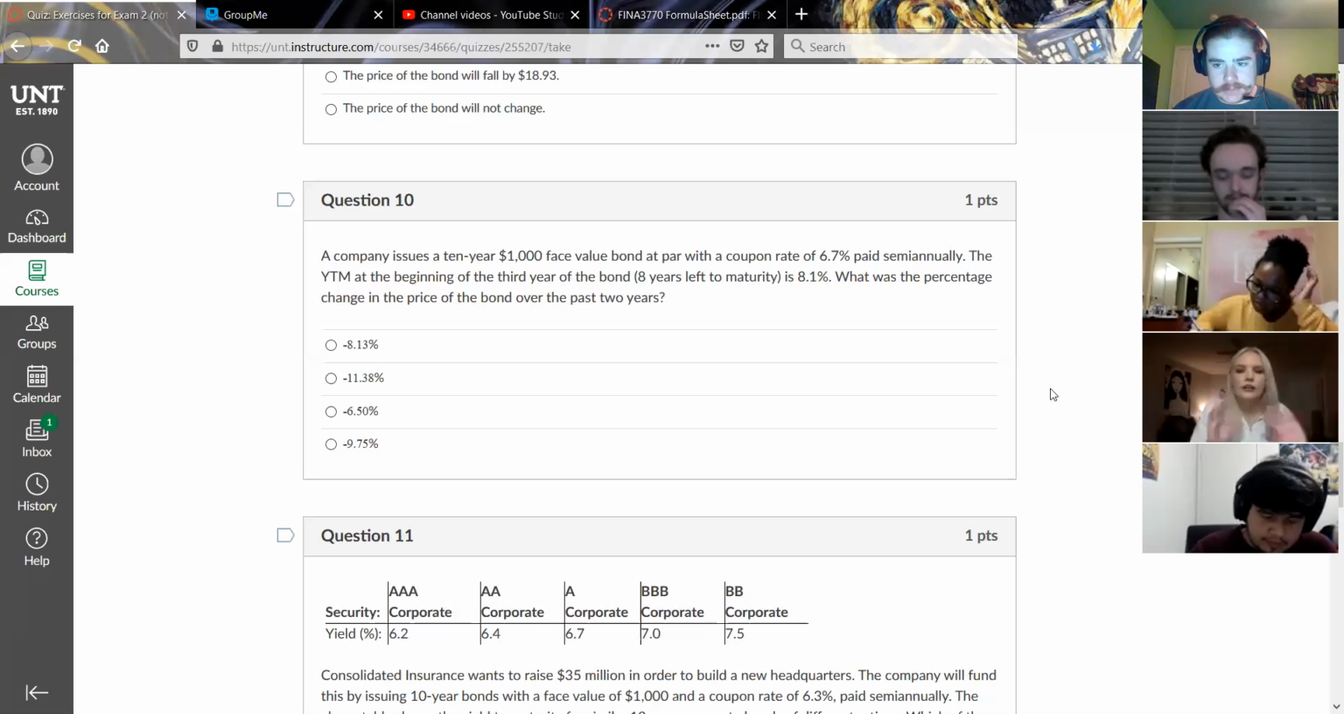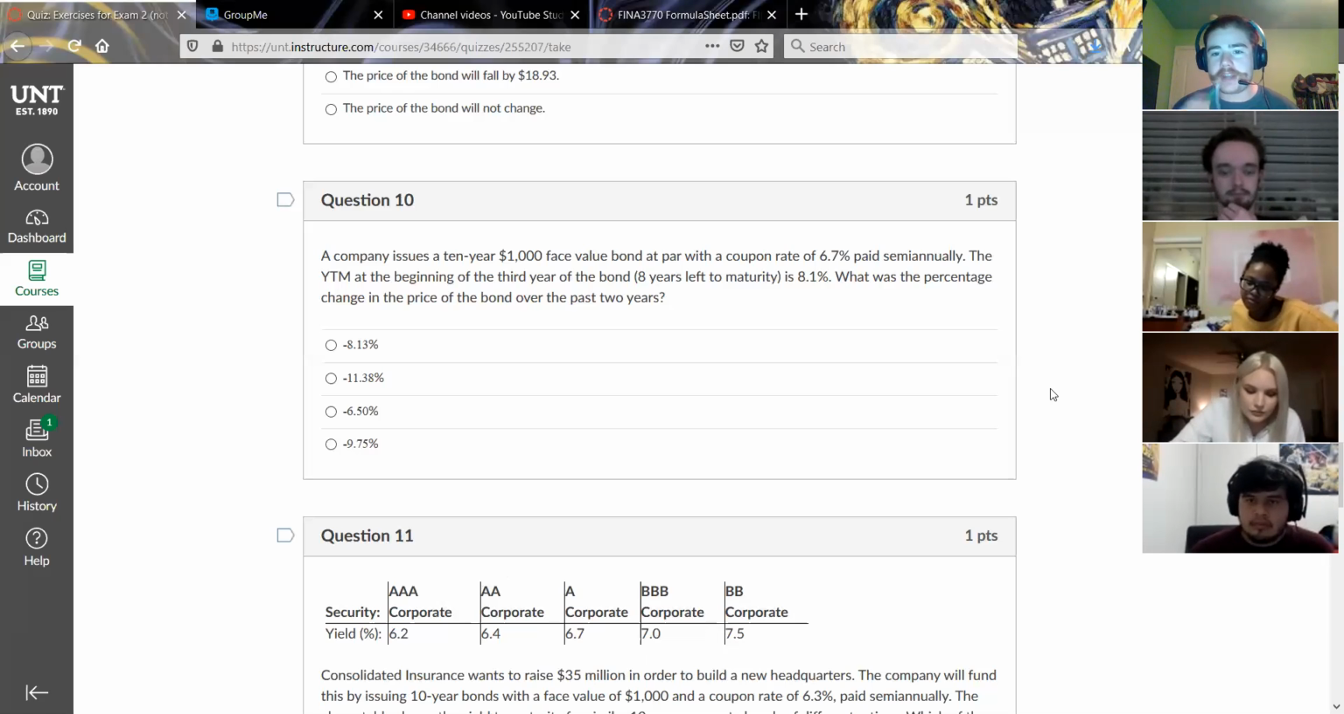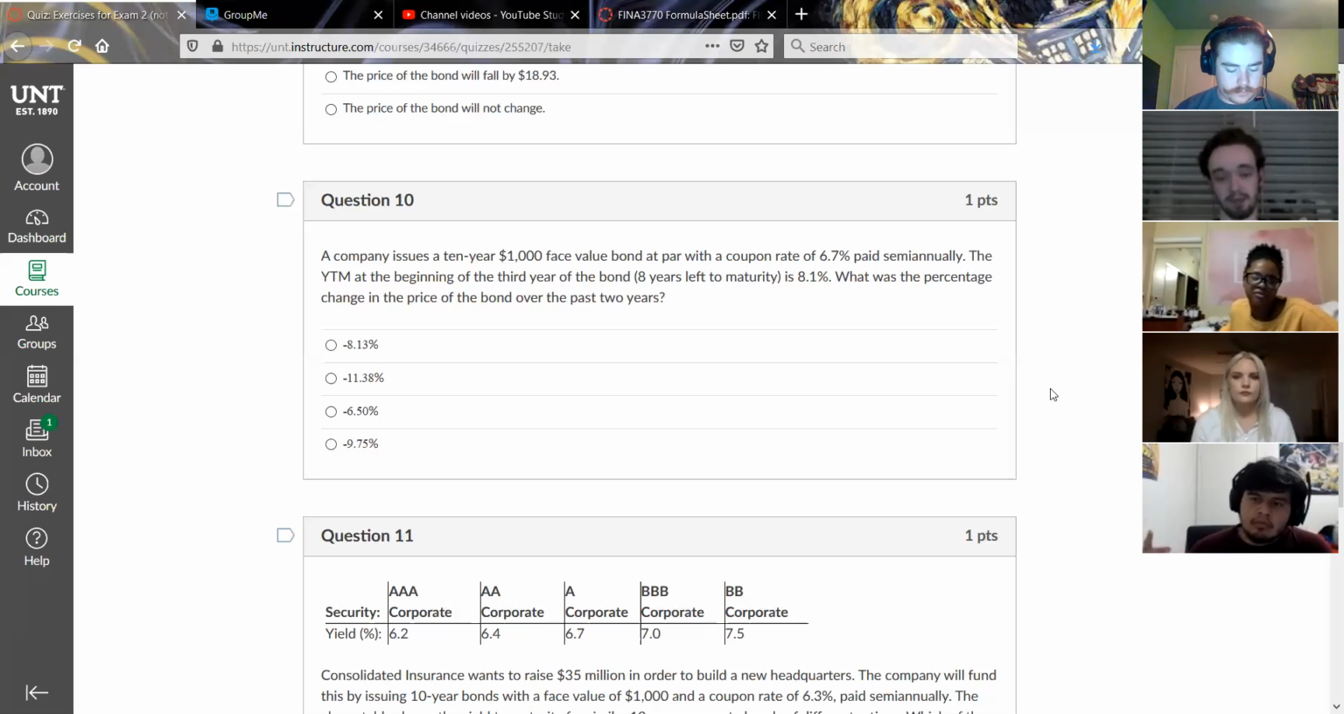Wait, but how would you find the payment without the present value? Because you multiply it by the semi-annual percentage. So we took the $1,000 future value, multiplied it by 0.0335, because that is the coupon rate divided by 2 in a whole number form. I don't know how that works for the payment rate, but it's because it's saying you have a $1,000 face value bond. The face value of the bond is what you use to calculate your coupon payment.